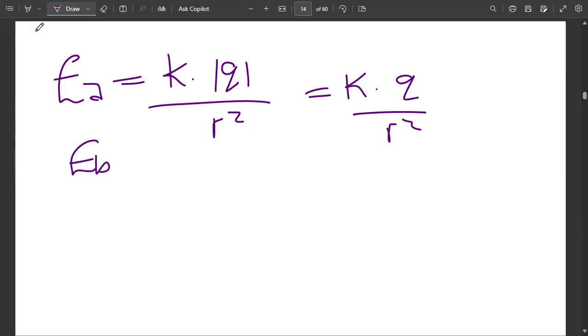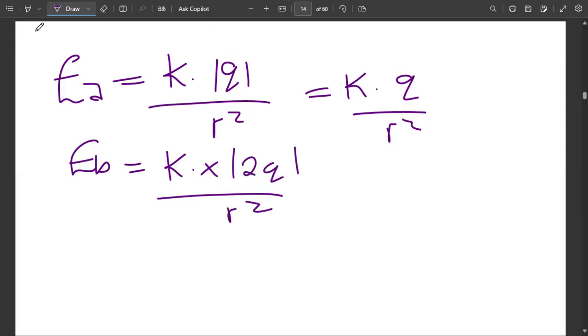What about EB? For EB, we've been given that the charge is 2Q whilst the distance is R. So this will be equal to K multiplied by 2Q over R squared, of which the final expression will be 2KQ over R squared.